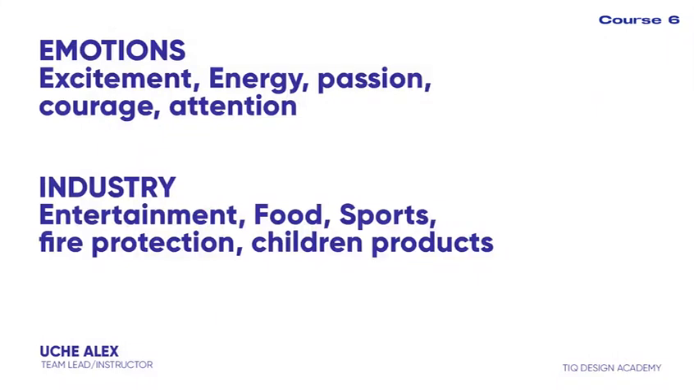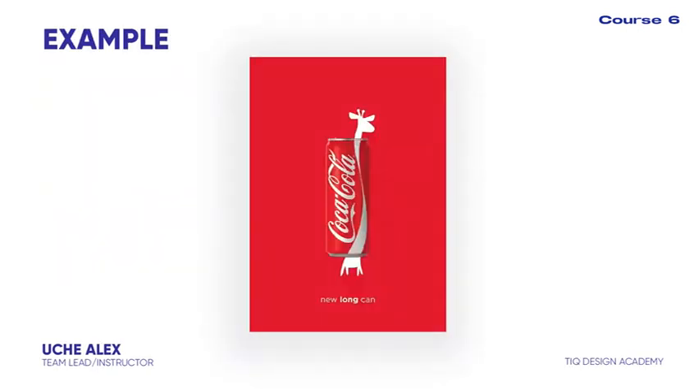And here are the industries where the color red is used most in graphic design, with examples of how they are used. The industries are entertainment, food, sports, fire protection or safety, then children products. In this example about red, Coca-Cola is one company that is known for the red color. And the red here in their brand talks about passion and energy from their drink.